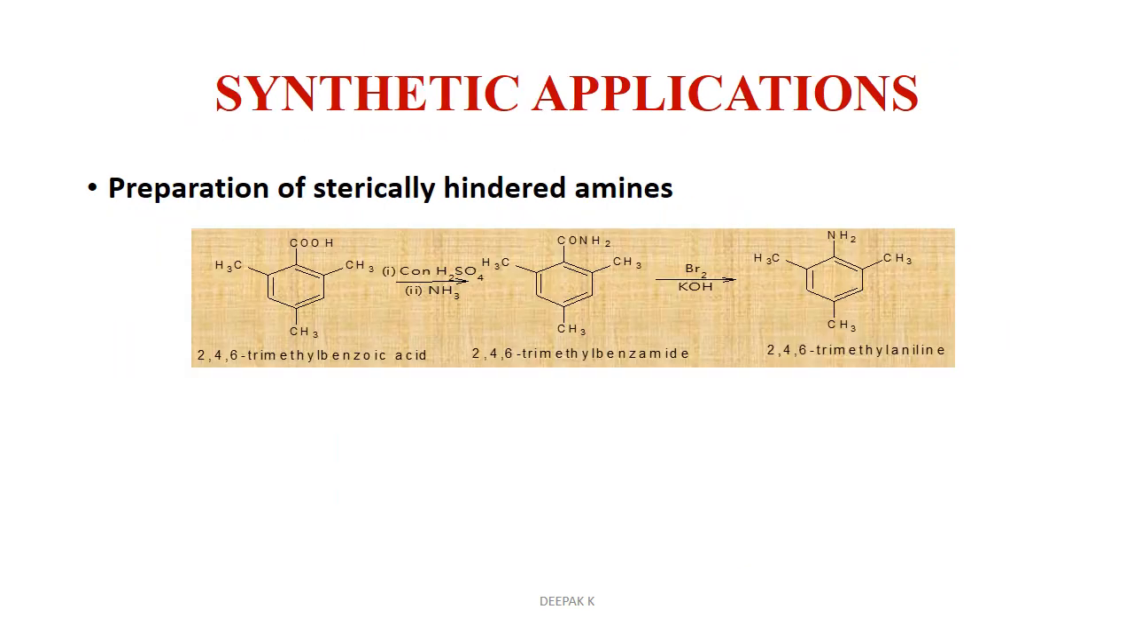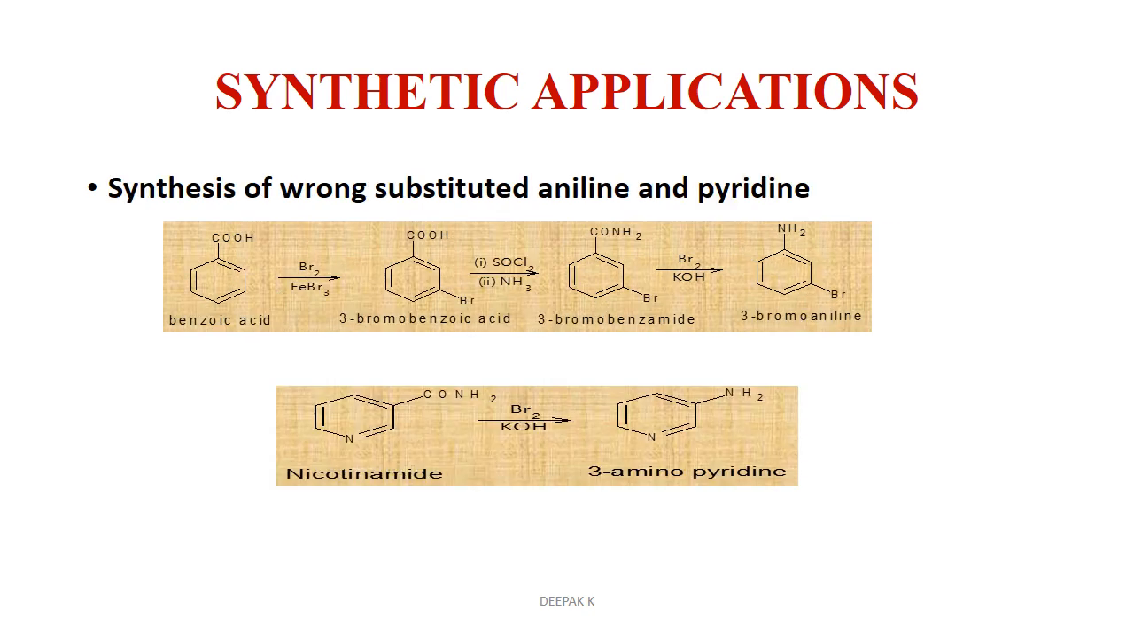Okay, now what are the applications of this mechanism? The first one is the preparation of sterically hindered amines. I told you the starting material is a carboxylic acid and you treat it with sulfuric acid and ammonia. An amide is formed there. Then in the presence of bromine and alkali, CONH2 is converted to NH2, and this is happening even though there are two CH3 groups in the vicinity of the CONH2 group. Still, steric hindrance is not a factor in this Hofmann rearrangement. So you can prepare sterically hindered amines.